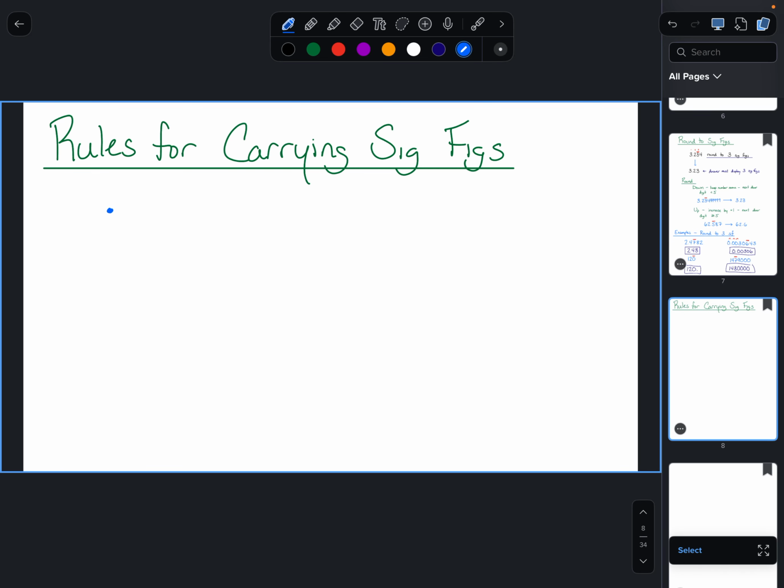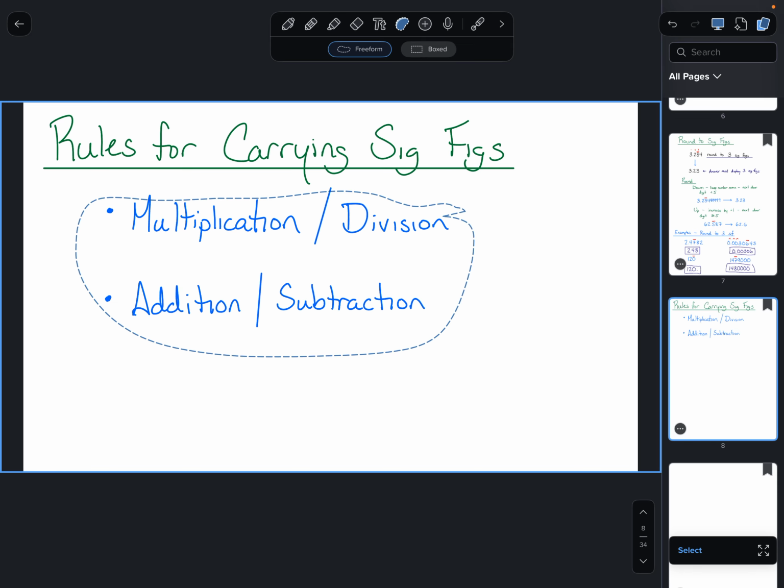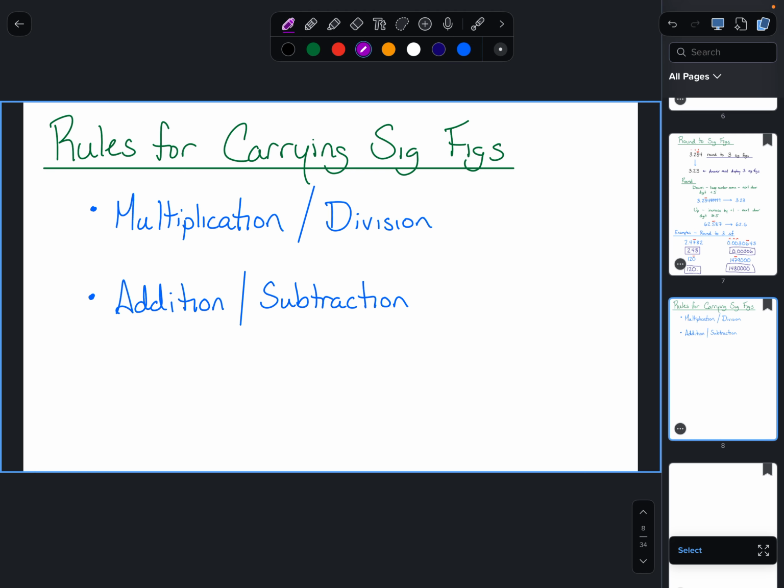We're going to break these into 2 categories here. All right, we have our multiplication division. And then our other bucket of rules are for addition and subtraction. And we're going to put these up at the top just to remind ourselves that these are different rules.